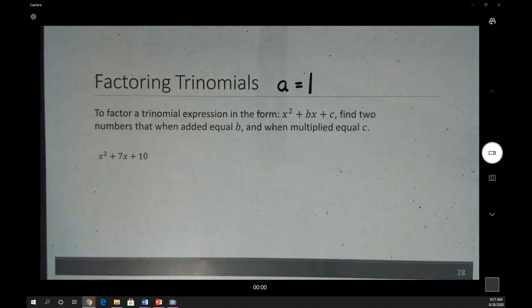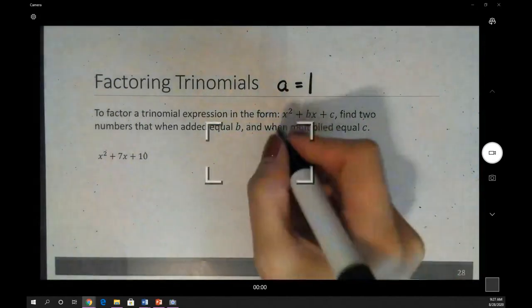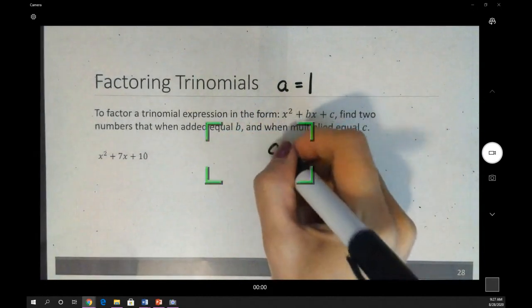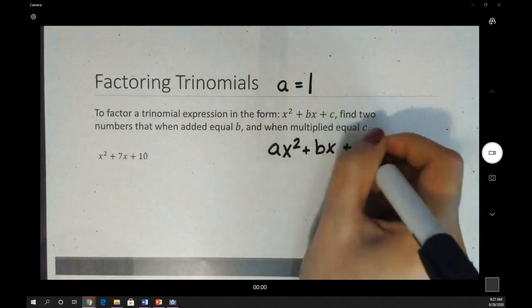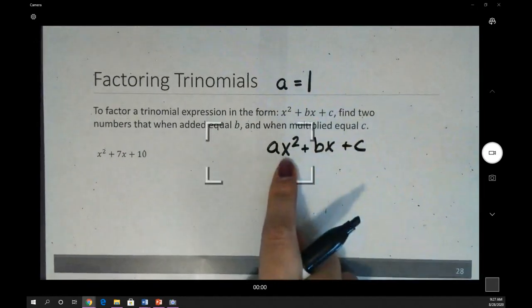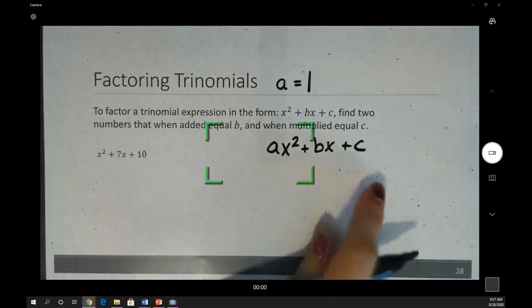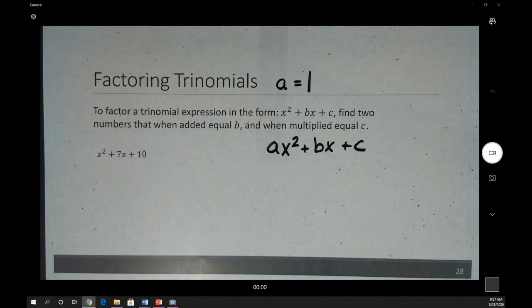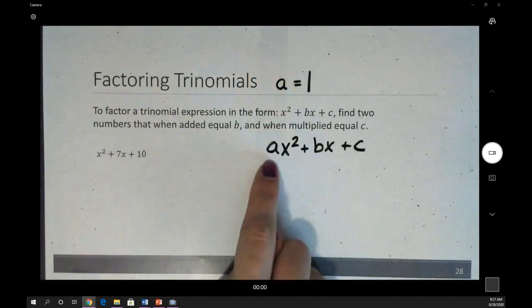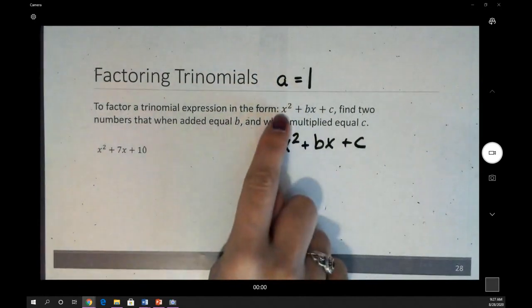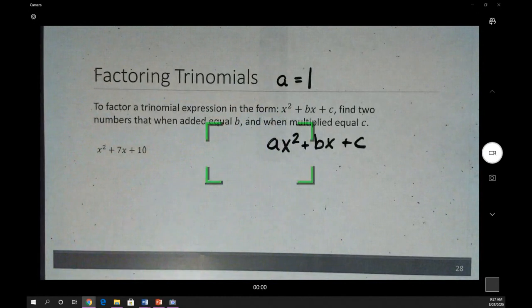Something we will get in the habit of doing very, very soon is having trinomials that look like ax squared plus bx plus c. So there will be a squared term, an x term, and a constant. A is going to be the coefficient on the x squared. So if a is 1, well, 1x squared, we can just write it as x squared. So if a is equal to 1, then life gets really good for us.